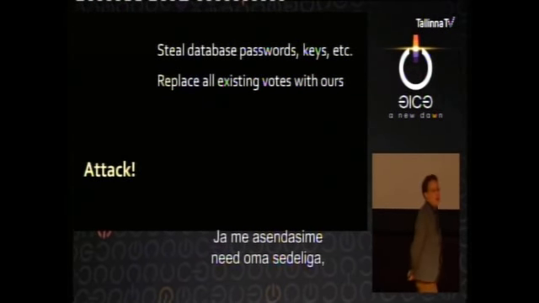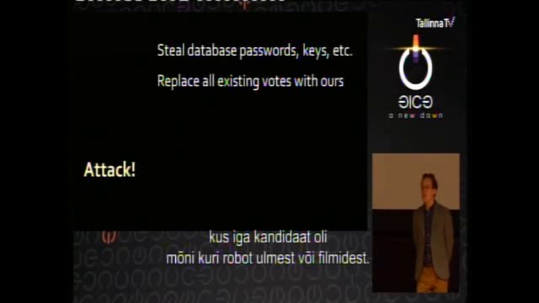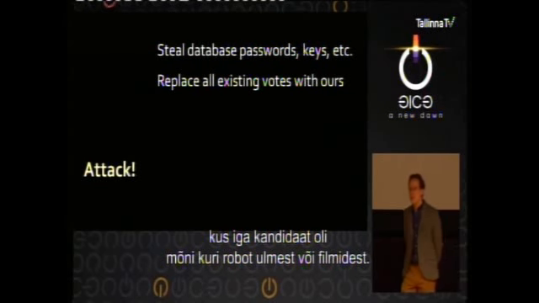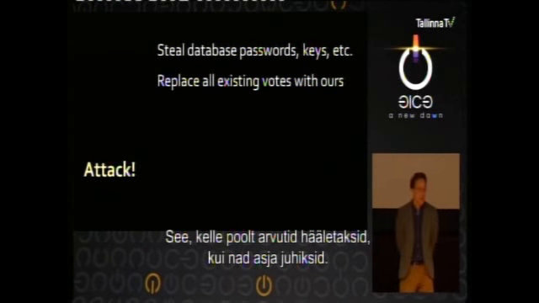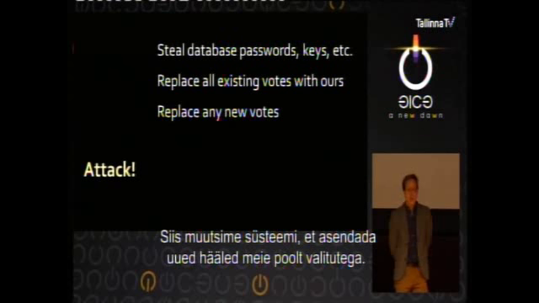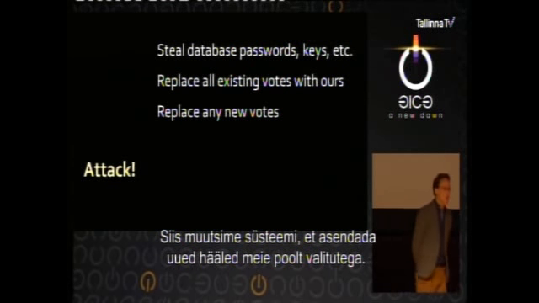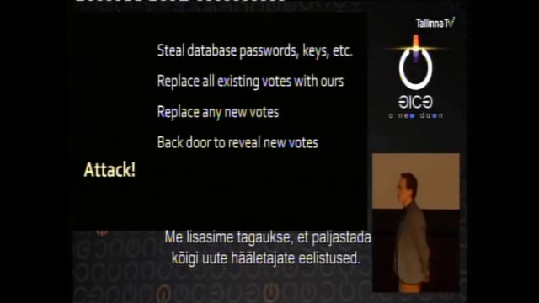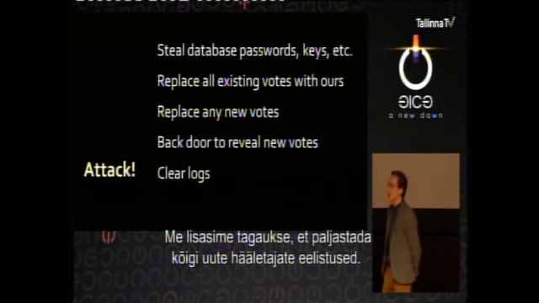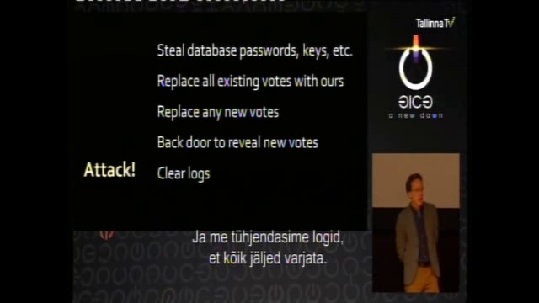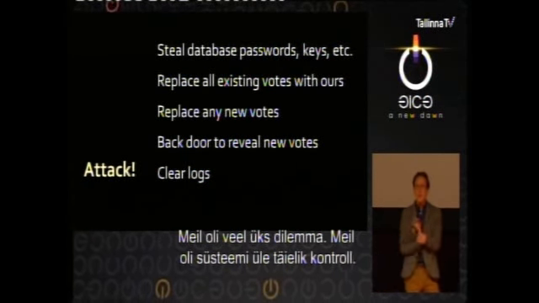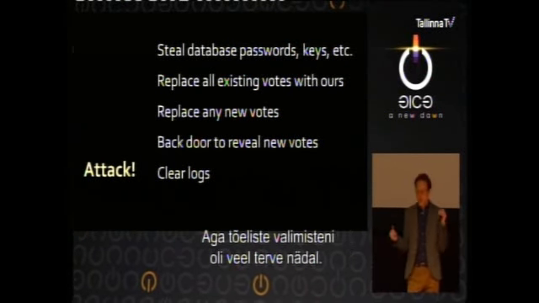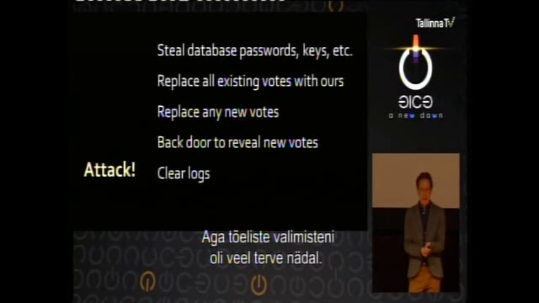And we replaced them with our own ballot, where each candidate was a write-in candidate, an evil robot or AI from sci-fi or the movies. Who would the computers vote for if they were in charge? At that point, we rigged the system to replace any new votes with votes of our choosing. We added a backdoor that would reveal the secret ballots of anyone else who voted, and we cleared the logs to try to hide all the traces. Now, we just had one more dilemma, which is that we had gained complete control of the system, but the real election was then about a week away.